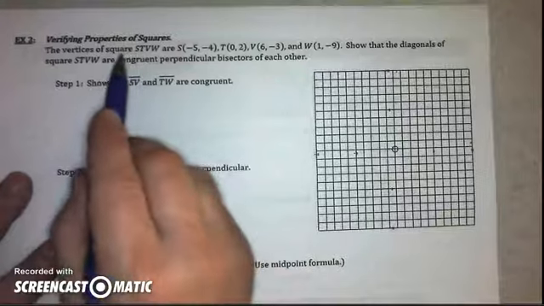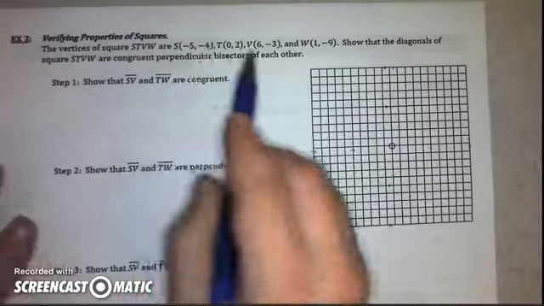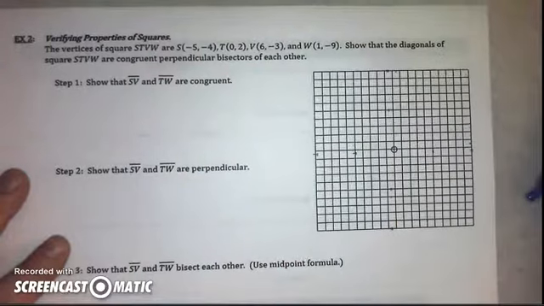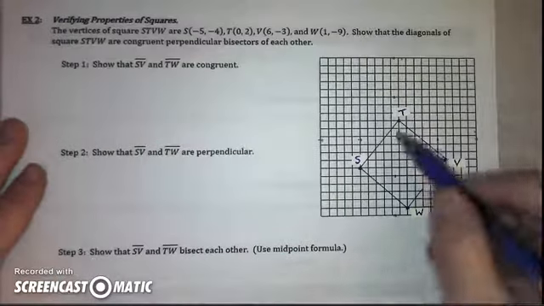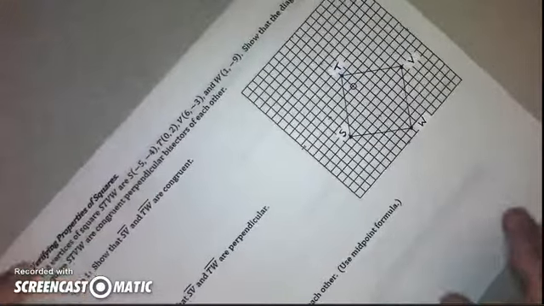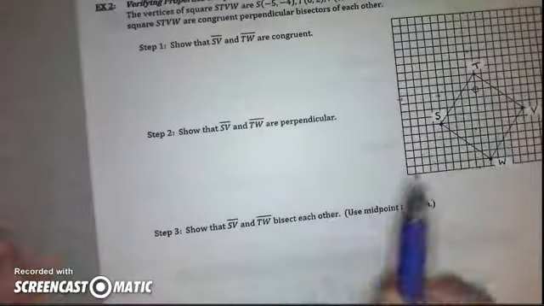We are given the vertices of a square, STVW. So the first thing to do is to plot these four points and connect them to show that it's a square. Okay, so we get this, STVW. If you turn it a little bit, it's easier to see that it is, in fact, a square. You can't always go by looks, though, so we're going to look at how these properties tell us that it is a square.